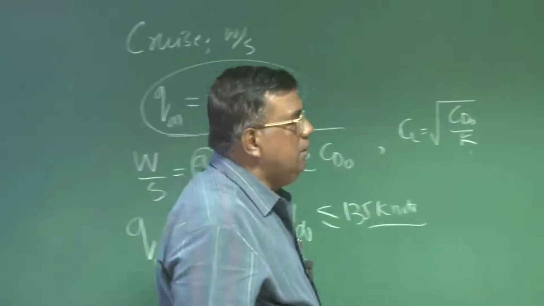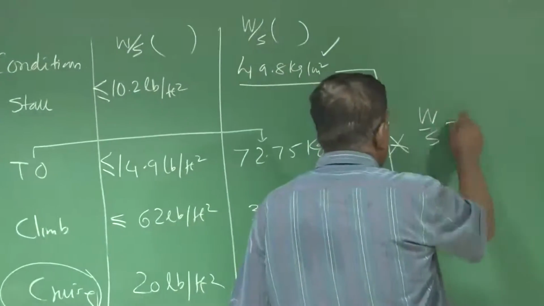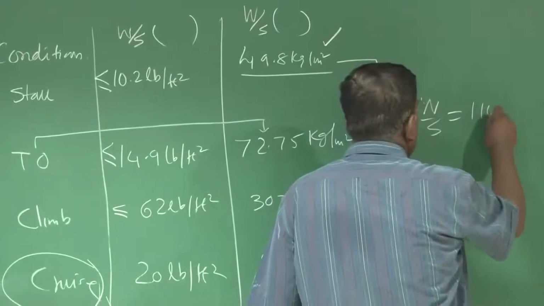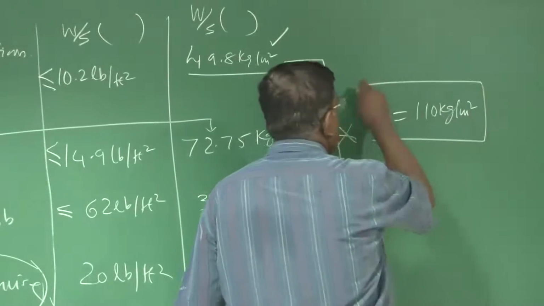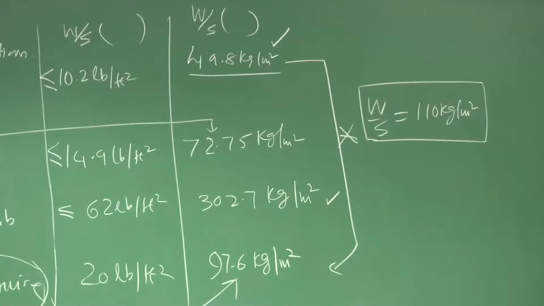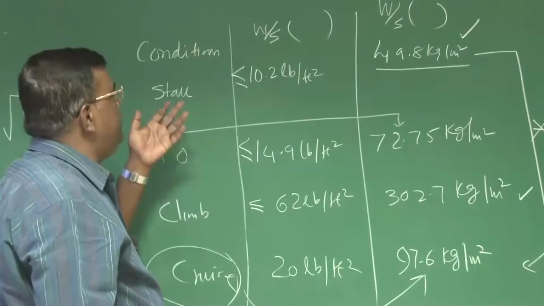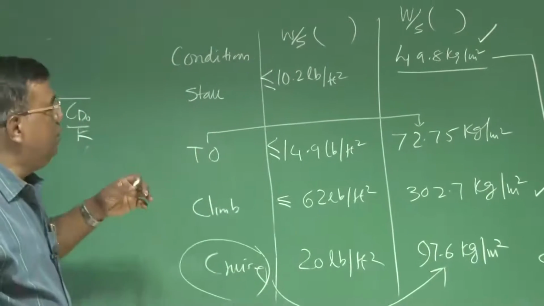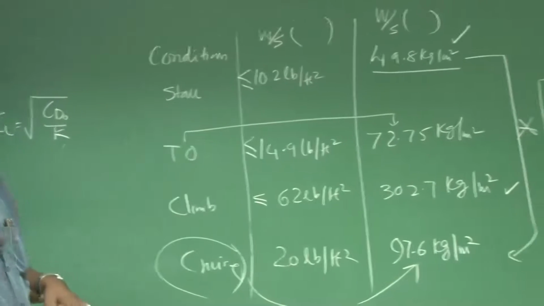For example, let's say we're doing all this compromise. Let's say we fix W by S as 110 kg per meter square. Generally, if you read a book, the thumb rule advice is always you take the lowest wing loading. Lowest wing loading here is which one? Stall, 49.8 kg per meter square.